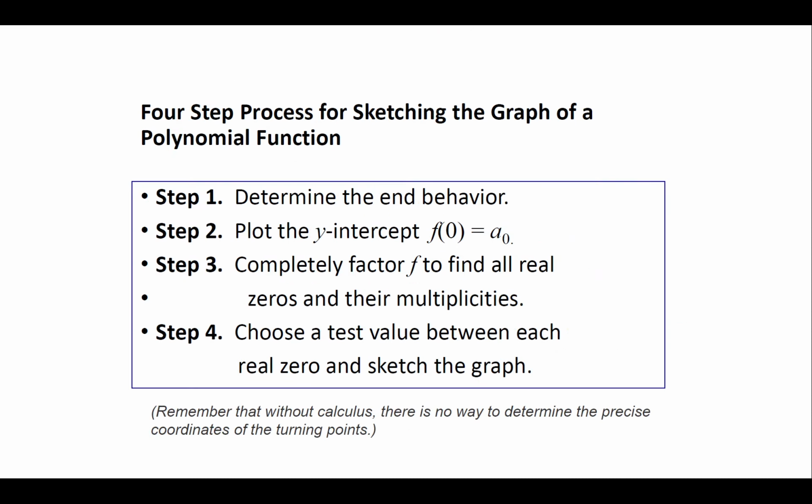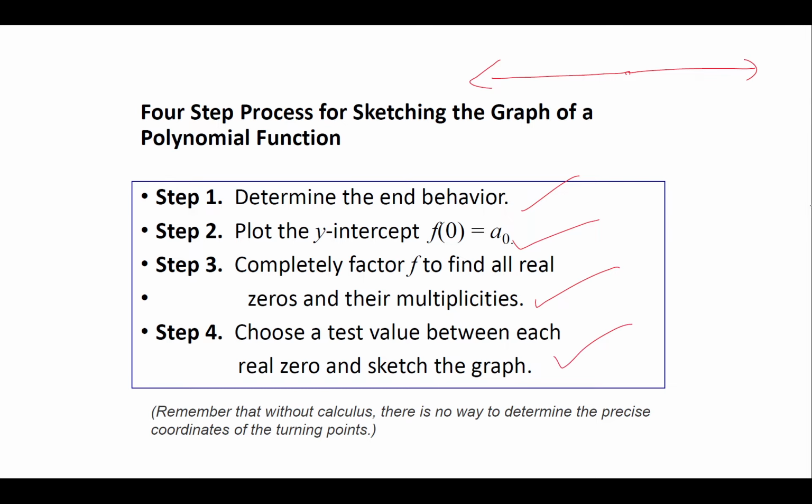Okay, some of the steps I'm going to give you here might be helpful to plot the graph of a polynomial function. Step 1, first of all, determine the end behavior, meaning based on the degree of the polynomial and its coefficient, you can always find out what happens at the extreme right or extreme left of that polynomial function. And then after that, find the y-intercept and plot it, find the factors of the polynomial function, find the real zeros and their multiplicity, and then find the testing values.